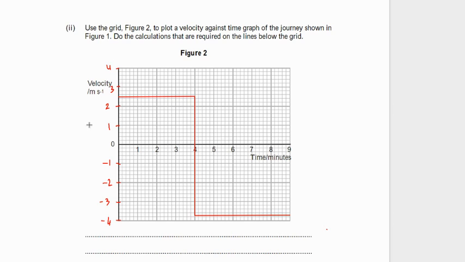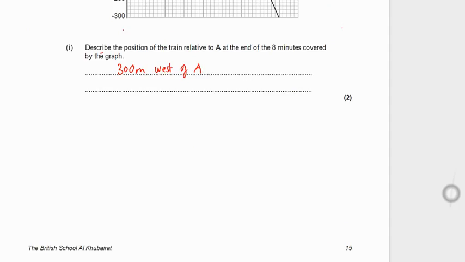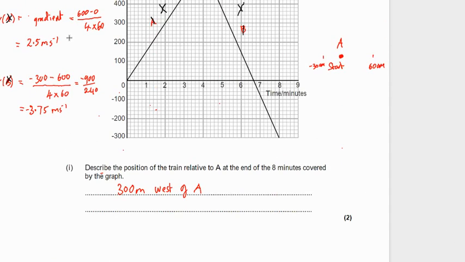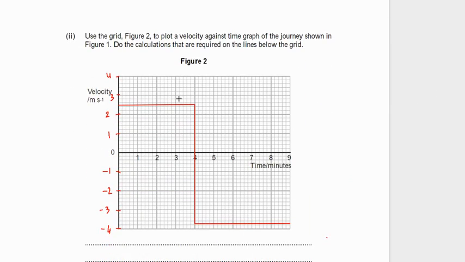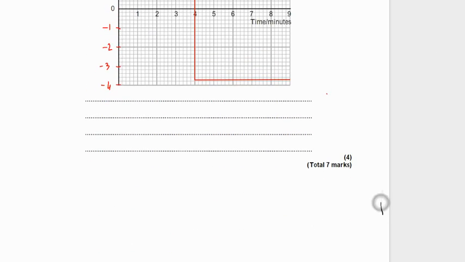You got 1 mark for selecting a correct scale. You had 1 mark for calculating the speeds correctly, and then drawing this line, that's the 3rd mark, and then the 4th mark is that line there and connecting them up. Okay, so that there is the 4 marks for that last section.